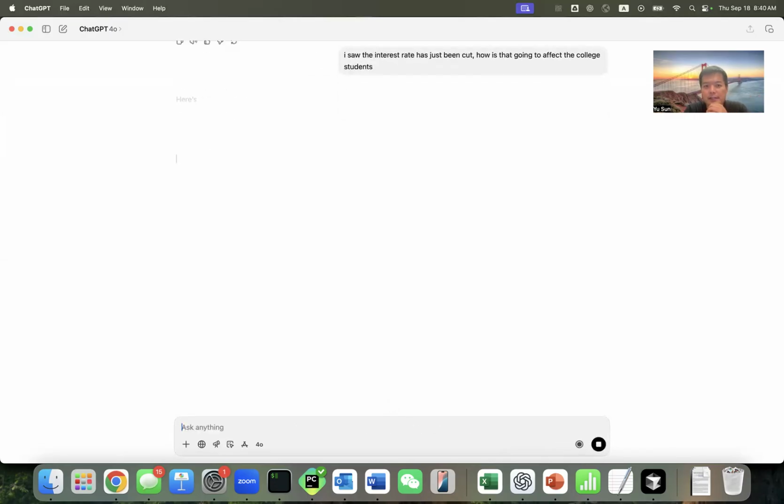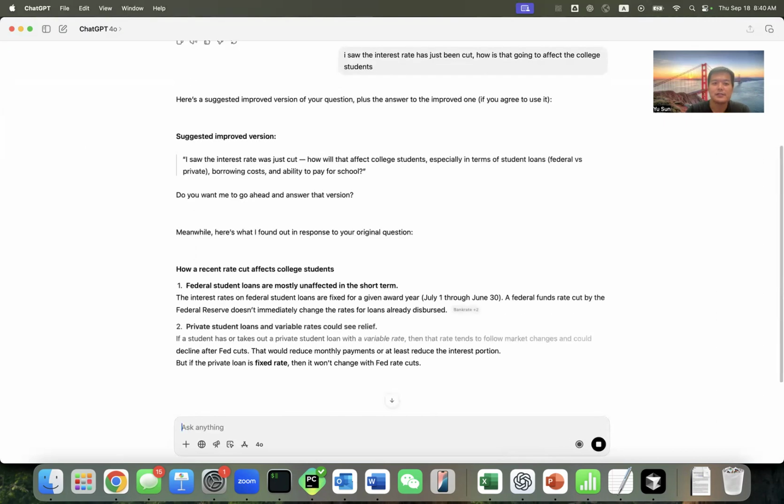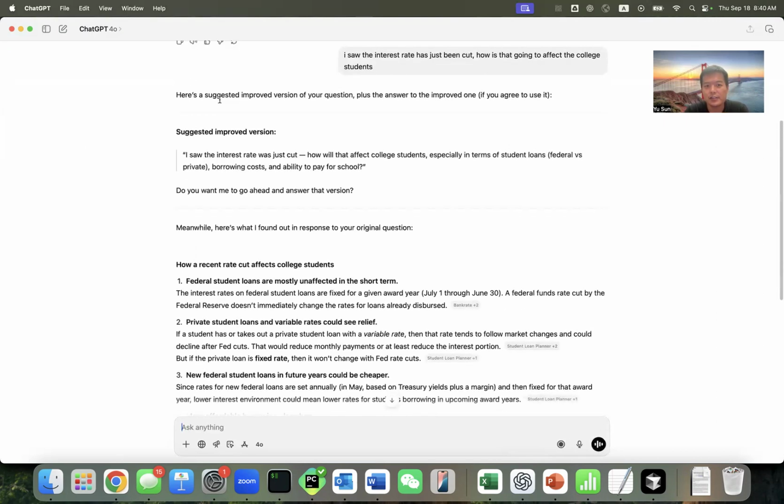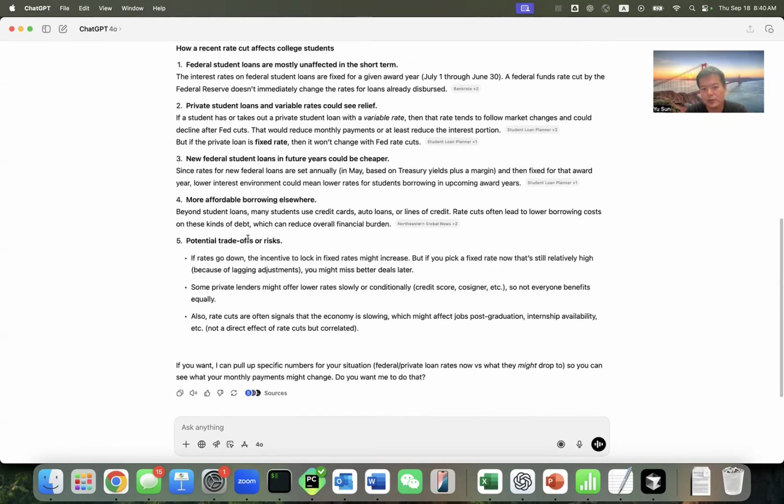All right, so see, first of all, it suggests an improved version, but it didn't ask me to confirm. As you can see here: I saw the interest rate was just cut. How would that affect college students, especially in terms of student loans, federal versus private, borrowing costs, and ability to pay for school? Do you want me to go ahead and use that version? Well, it didn't ask me, but it just started to answer that.